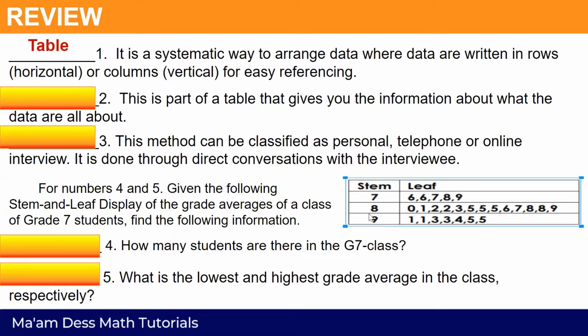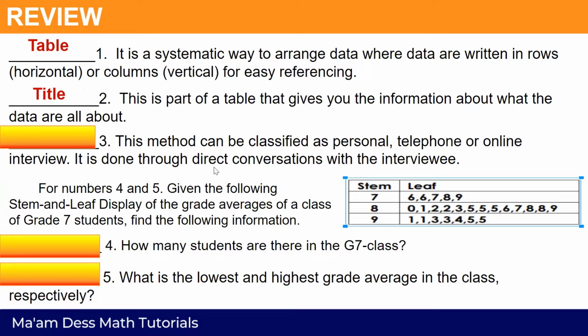For number 2, this is part of a table that gives you the information about what the data are all about. It is the title. Number 3, the method can be classified as a personal, telephone, or online interview.